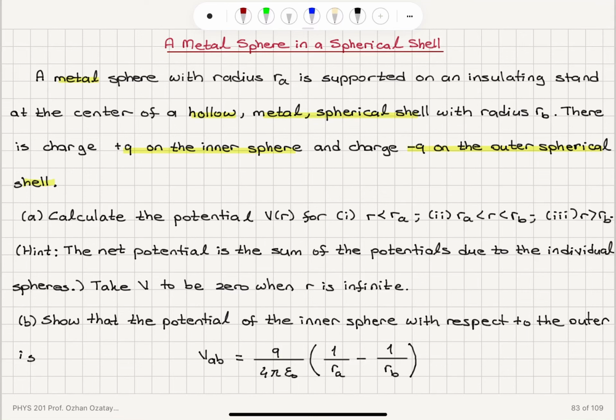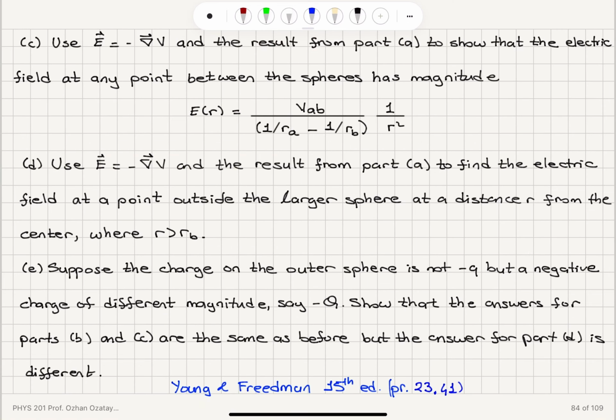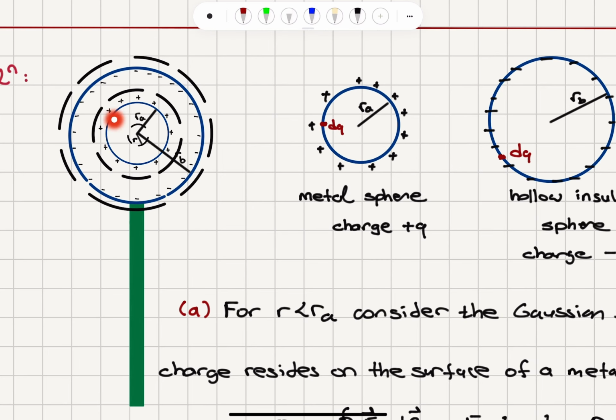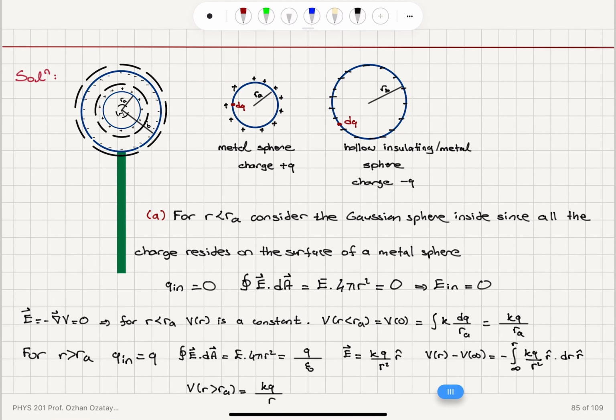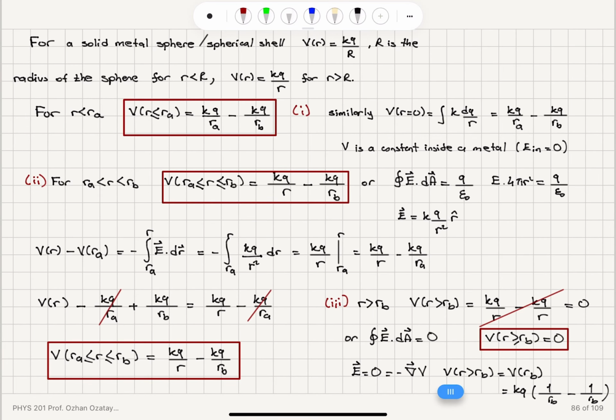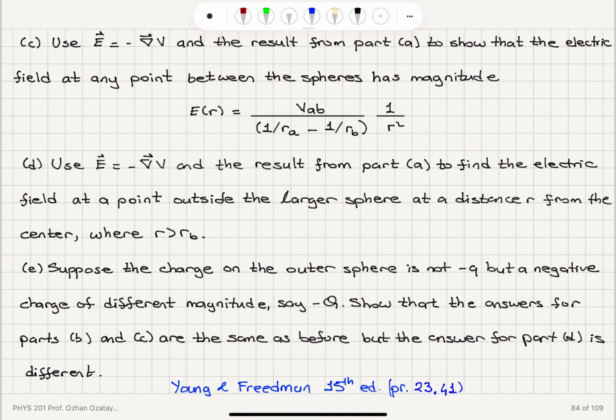We're continuing our discussion of this metal sphere in the spherical shell. Remember that we have a metal sphere charged to plus Q, and it's inside a metal spherical shell which is charged to minus Q. And in part A, we calculated the potential in all regions in space for r less than or equal to r sub a, r between r sub a and r sub b, and for r greater than r sub b. Now, let's look at part C.